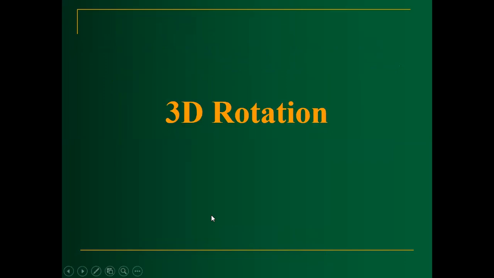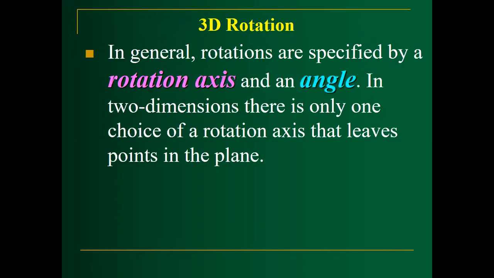Now comes the major point, the topic of today's discussion, called 3D rotation. Understand, in 3D rotation, you can rotate any object in space. Of course, you should specify the rotation axis, x or y or z or any arbitrary axis, and an angle, how many degrees you want to rotate. And of course, there's one more, whether you want to rotate clockwise or anti-clockwise.